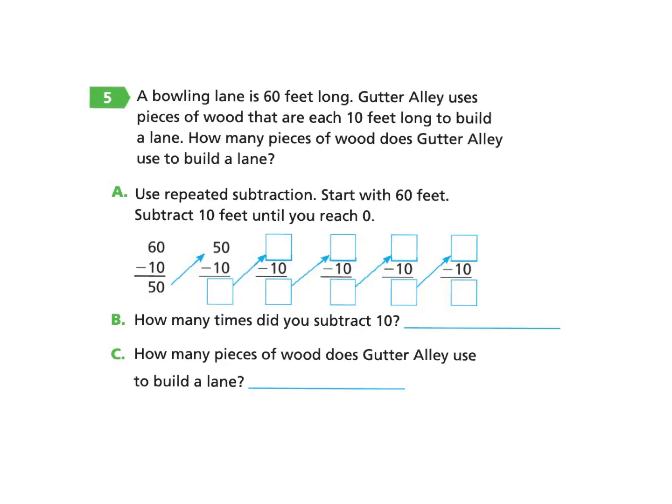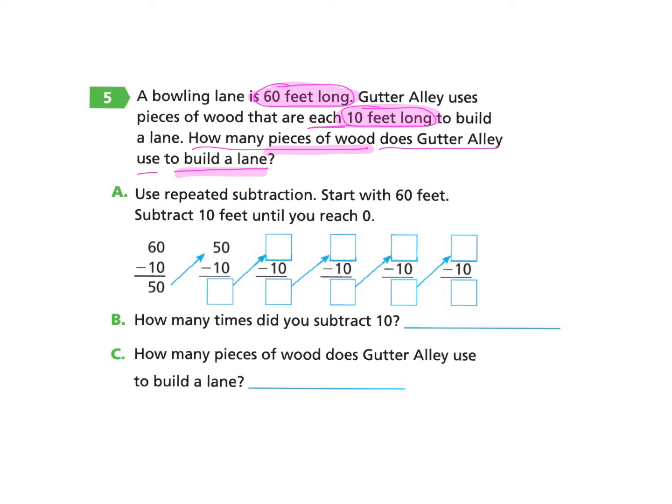Let's continue on. Part 5. A bowling lane is 60 feet long. Gutter Alley uses pieces of wood that are each 10 feet long to build a lane. How many pieces of wood does Gutter Alley use to build a lane? Okay, let's review that one more time. There's 60 feet in a bowling lane, and each piece of wood is 10 feet long. So they want to find out how many pieces of wood we need to build that lane.